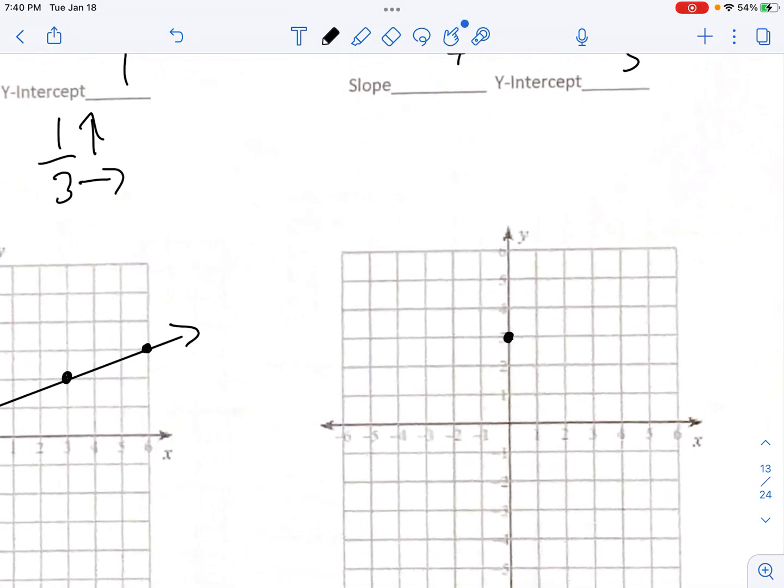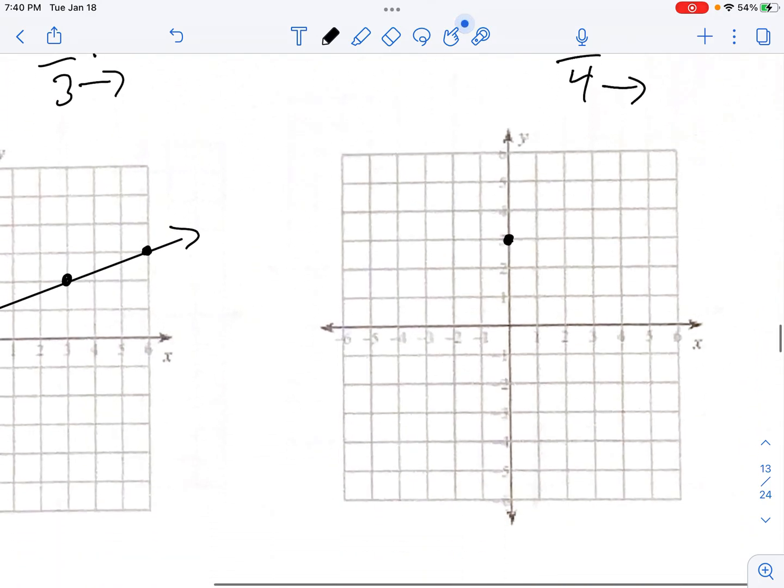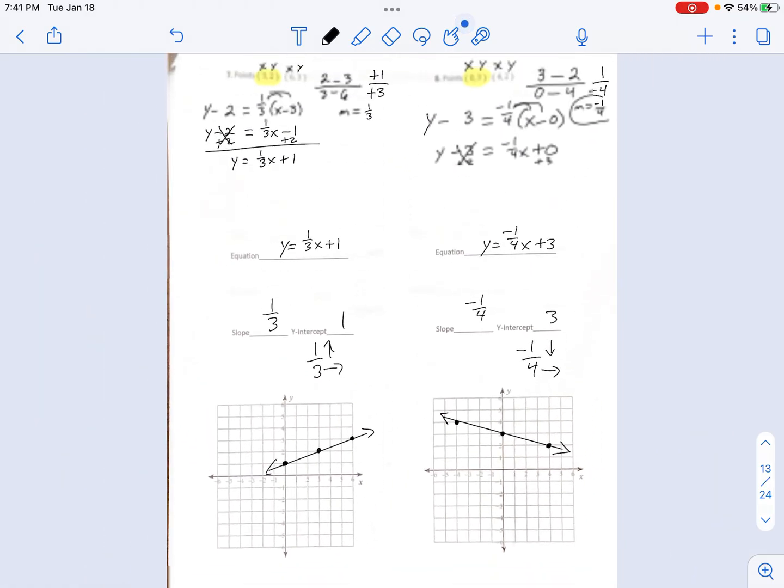So plot the y-intercept at 3. We're going to go -1/4. Down 1, right 4. And obviously we cannot do it again. We'll go off the graph. So go back to the y-intercept and go backwards. So that would be up 1 and left 4. Now that we've got our 3 dots, now you can draw your line. Like so.